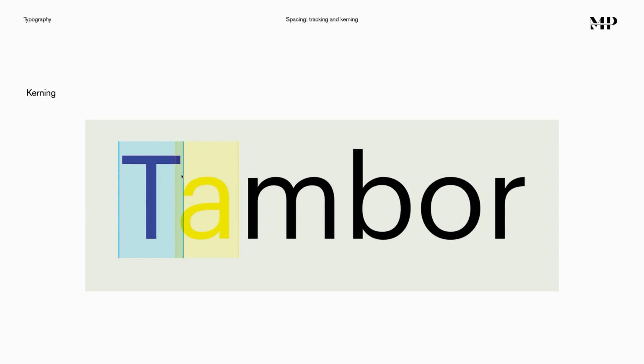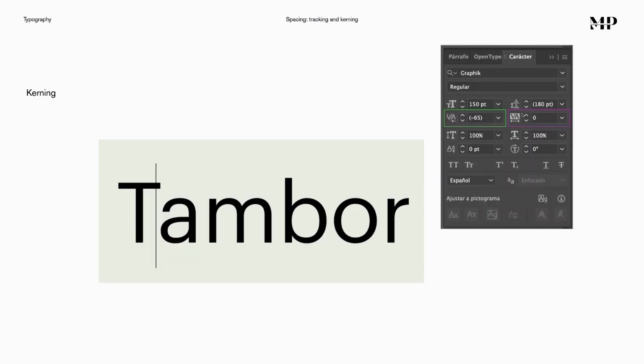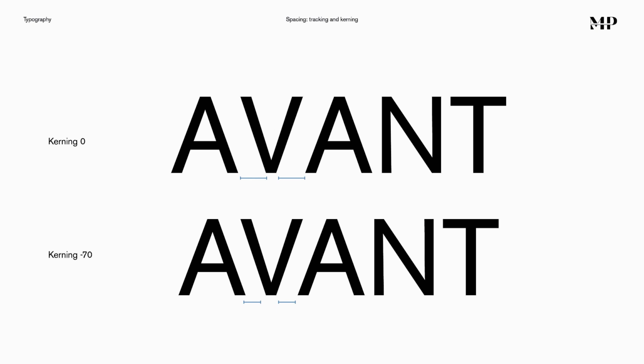In this image, a negative kerning of -65 has been applied, which has moved the A in yellow to the left into the area of the T in blue, creating that vertical green rectangle, which gives the value of -65. Here in this image, we see the same example where we have placed the cursor between the T and the A, and we see how in the character panel, the kerning has been set to -65, while the tracking is at 0. Normally, we are always going to find this problem between pairs of letters that have diagonal shapes.